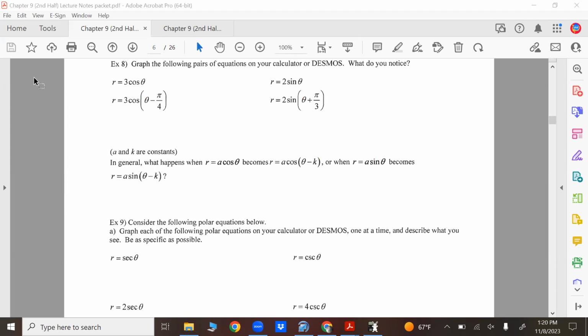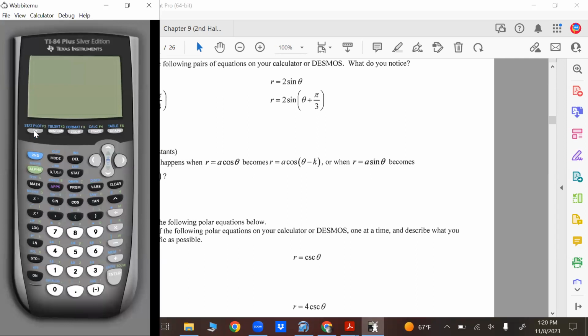What do you notice? All right, so let's look at 3 cos theta and then 3 cos theta minus pi over 4. A little self-discovery to see what happens there. So go back to the calculator. Three cos theta minus, I'll do 0.25 pi, same thing.